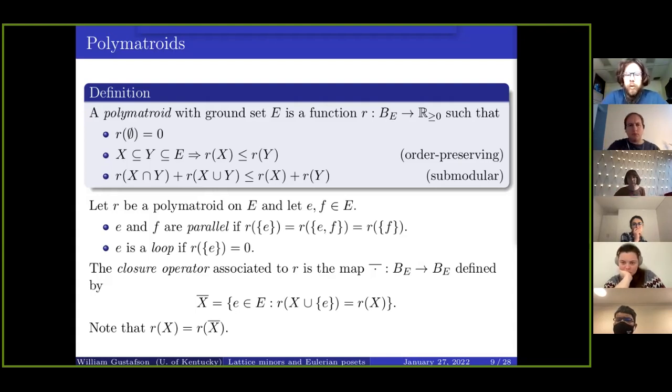Some terminology for polymatroids: 2 elements of the ground set are parallel when the singletons have the same rank as their union, and then a loop is an element with rank 0. We're going to be interested in this closure operator associated to a polymatroid. This is a map on the Boolean algebra, and the closure of a set is computed by adding in all the elements which don't increase the rank. And you can show easily from the submodularity that necessarily the rank of a closure of a set and the rank of the original set is the same.